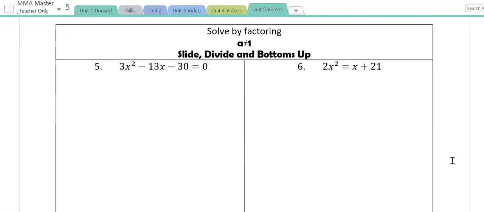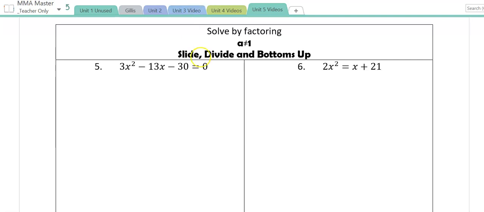All right, so this one is where your A value is not equal to 1. So this is where we're going to do our slide, divide, and bottoms up factoring, which we have already done, but I will go ahead and link all that for y'all just as a reminder. It's 5, 6 that we've already done. So let's go ahead and do this one. It is the exact same rules. You're still going to set it equal to 0. Then you're going to have to do slide, divide, and bottoms up and everything.